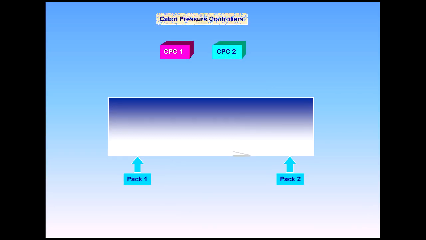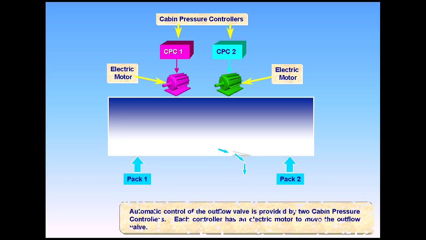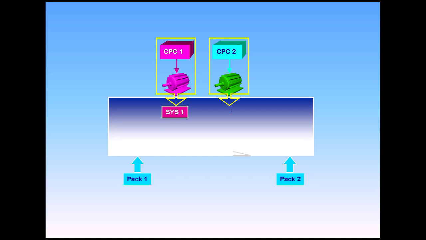Automatic control of the outflow valve is provided by two cabin pressure controllers. Each controller has an electric motor to move the outflow valve. A controller-motor combination is known as a system. Only one system will operate at any one time, with the other system acting as a backup.